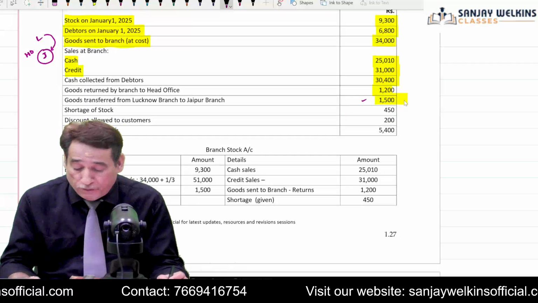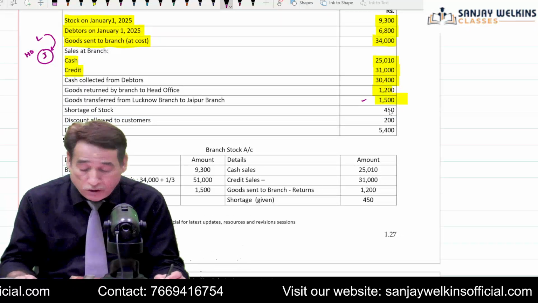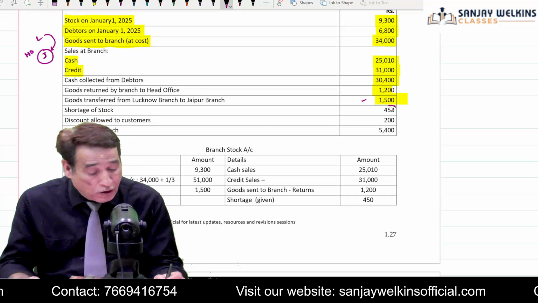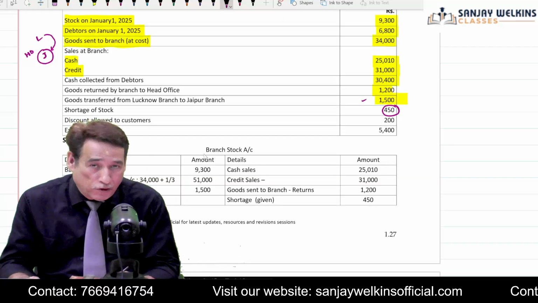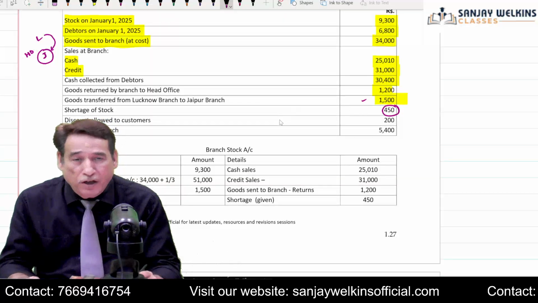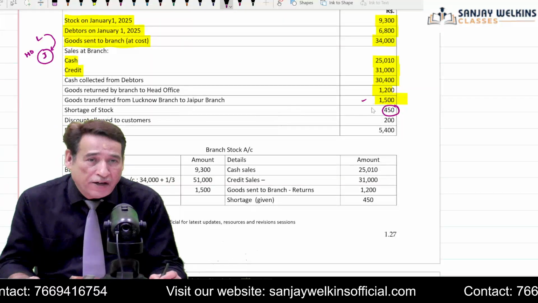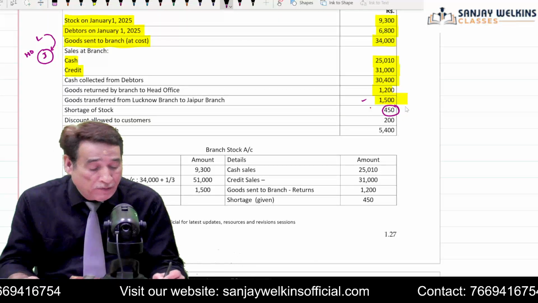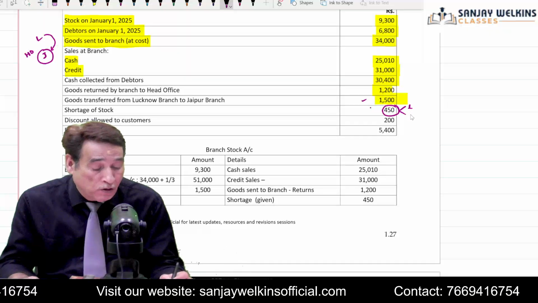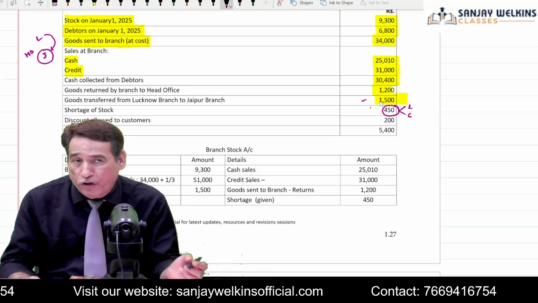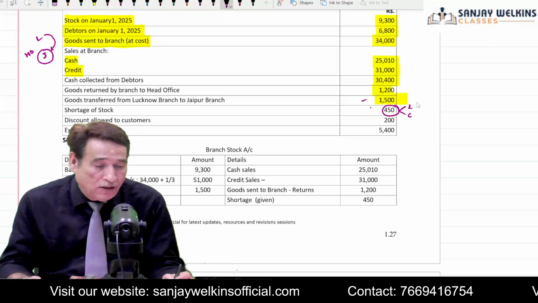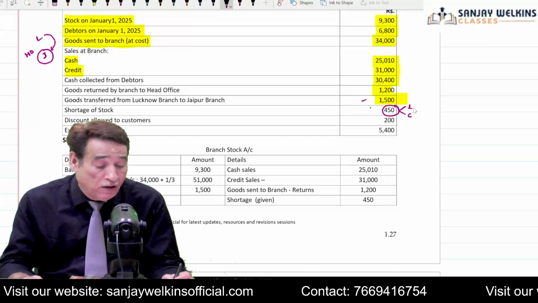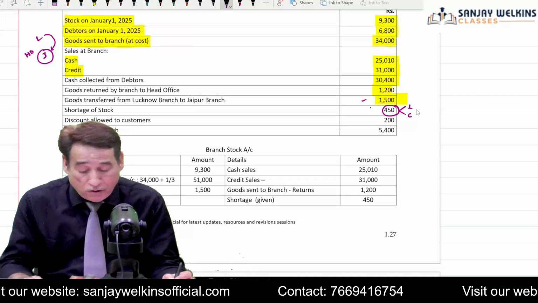So 1,500, and then we are given here shortage of stock 450. In this particular question, you are already given the amount of shortage. Sometimes shortage, deficiency or spoilage items may already be given in the question. The treatment will be like abnormal loss. I've already told you, you will split it into two parts, load and cost. First, you write 450 on the credit side of the branch stock, and then you take the loaded portion on the debit side of the branch adjustment and the cost on the P&L.